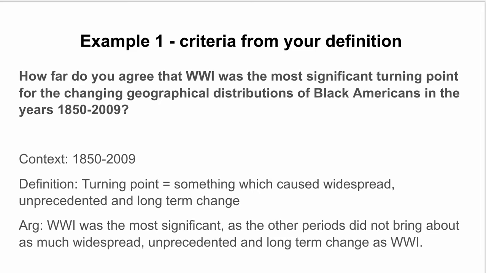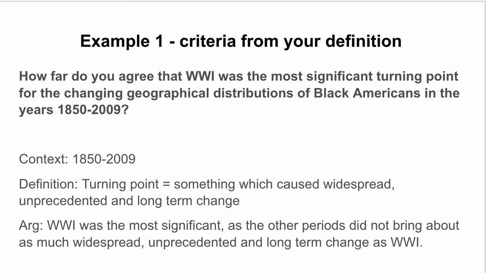So here we go. I've got a few examples of how to create criteria from a definition. Here are some questions that I've come up with. They are based on different papers that these could come up in. So how far do you agree that World War I was the most significant turning point for the changing geographical distributions of Black Americans in the years 1850 to 2009. I'm not going to go through this intro. I've done a video on intros. But you do your context, 1850 to 2009, and then your definition.